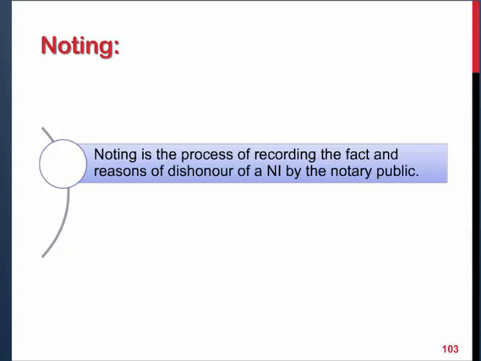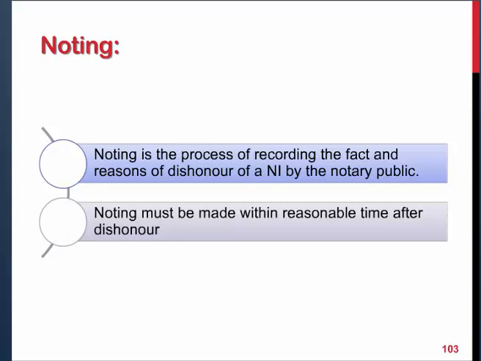Noting is the process of recording the fact and reasons of dishonor of a negotiable instrument by the notary public. According to Section 99 of the Negotiable Instruments Act, when a promissory note or a bill has been dishonored by non-acceptance or non-payment, the holder may cause such dishonor to be noted by a notary upon the instrument or upon a paper attached thereto. Hence, noting means recording of the facts of dishonor. And noting must be made within a reasonable time after dishonor and must specify the date of dishonor, the reason assigned for such dishonor, and the notary's charges.